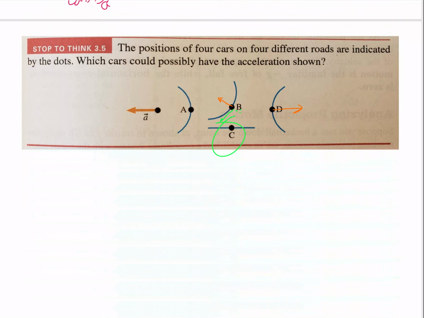So it's not D. But A could be, for sure. So it could be A and C. So definitely C and maybe A, if we're driving at all, right? Why am I always right on these problems? Okay, so there you go, done.